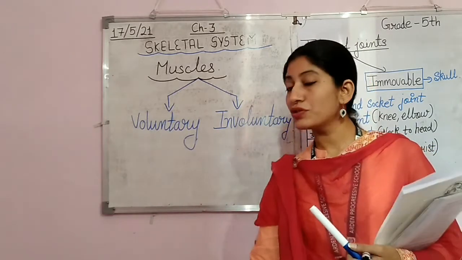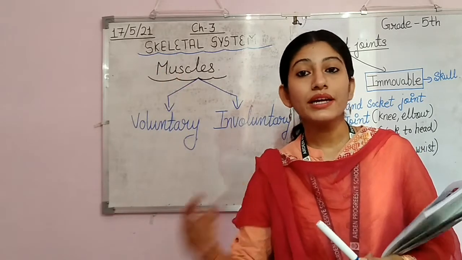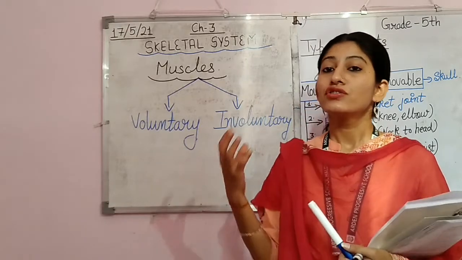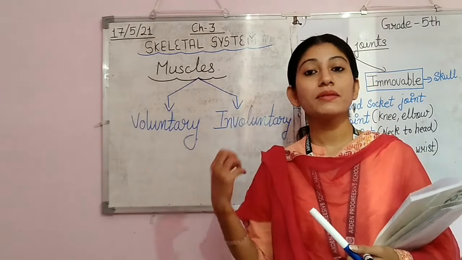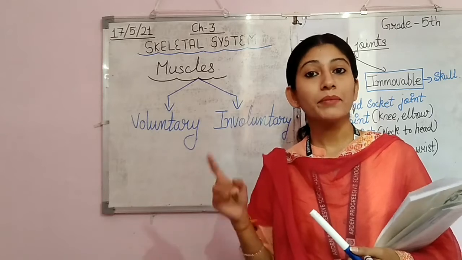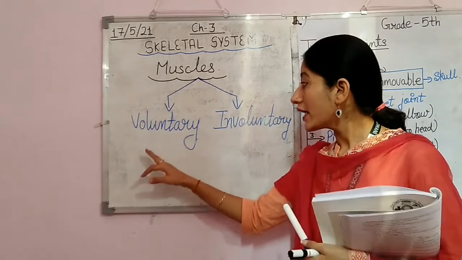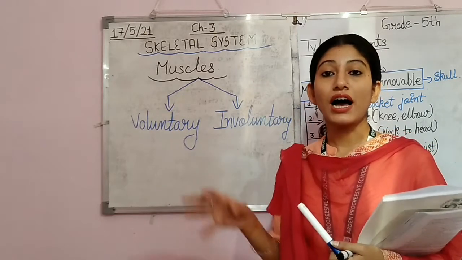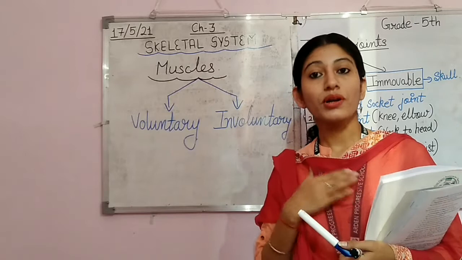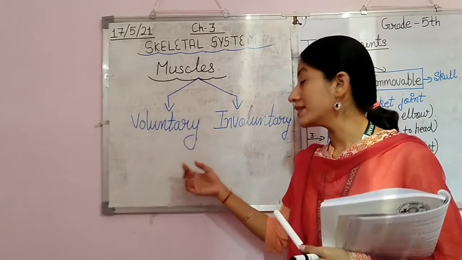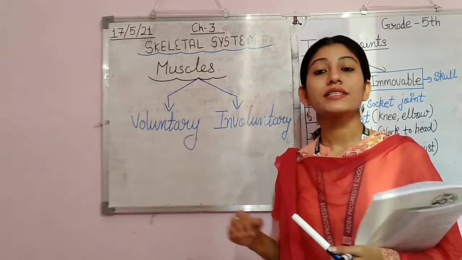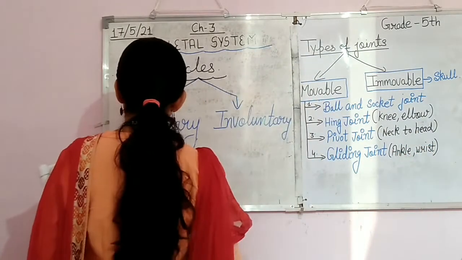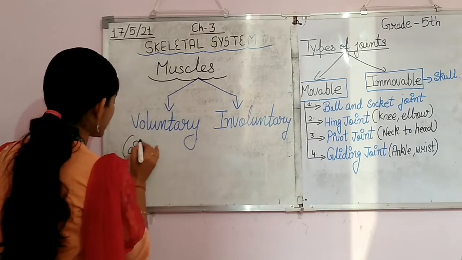Suppose when I have to pick something, I know that for picking something I have to use my hand. So when I am able to control the muscles of my hand, these are the voluntary muscles. So the muscles which are in our control are called the voluntary muscles. And these voluntary muscles are also known as skeletal muscles.